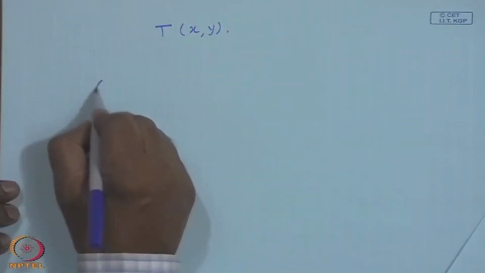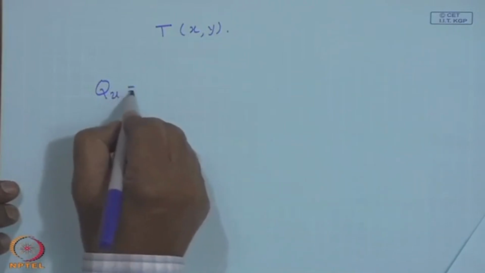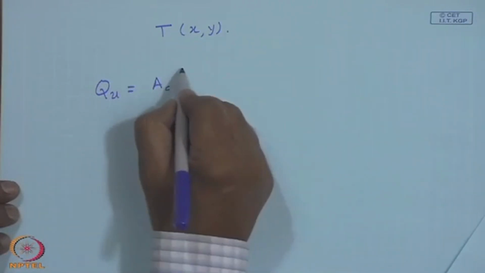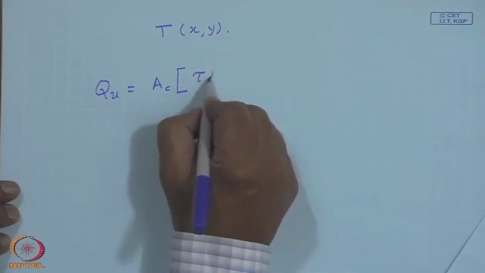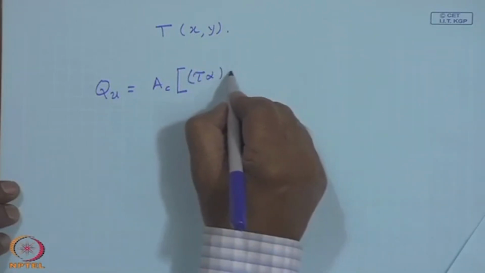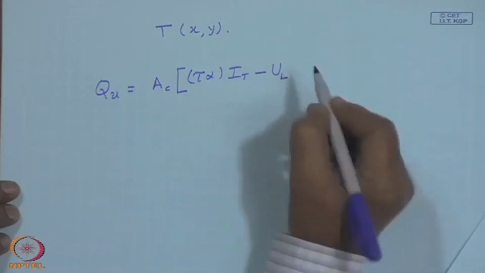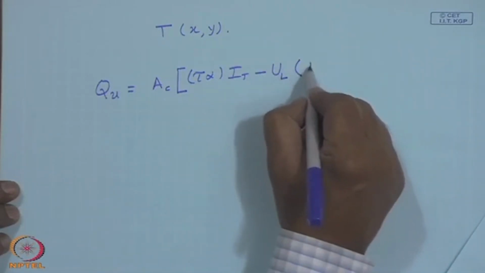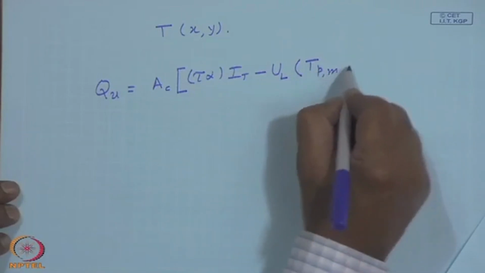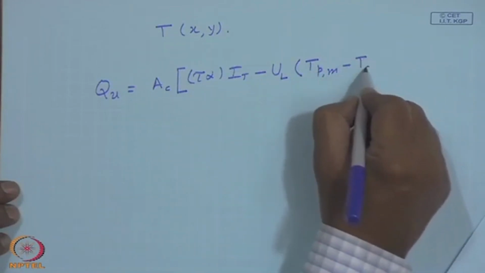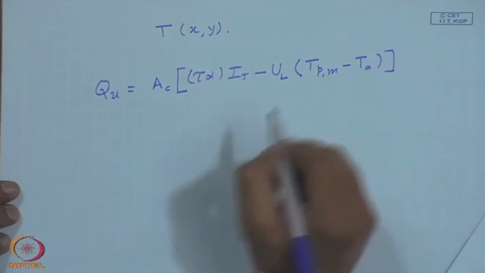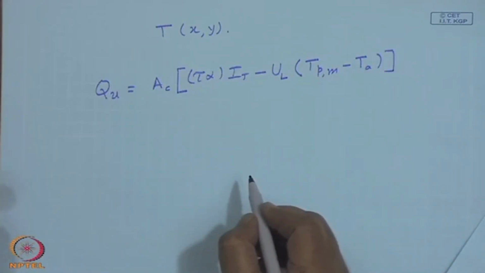Now, we briefly mentioned that the useful energy gain for a collector of area AC can be expressed as the transmittance absorptance product multiplied by the solar radiation falling on the collector, minus the overall loss coefficient multiplied by, I will pick up a mean plate temperature to represent the entire absorber plate. In other words, it is a single node analysis.